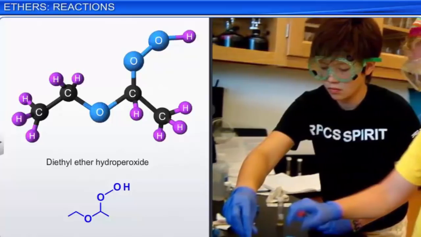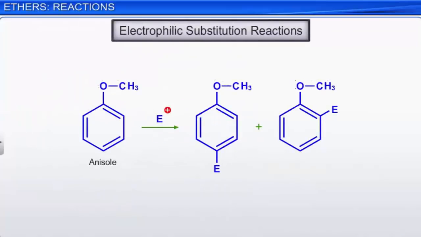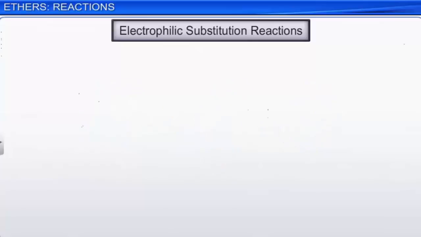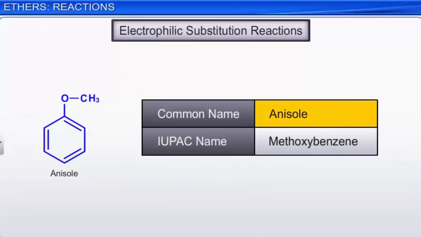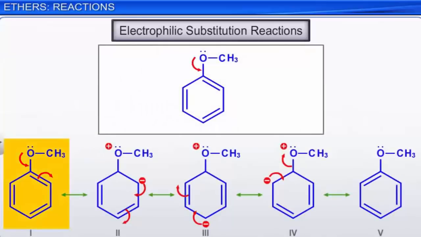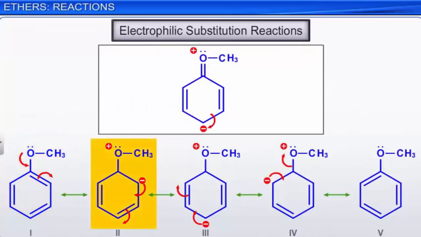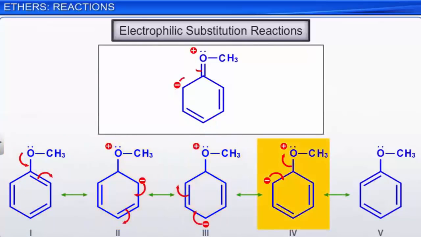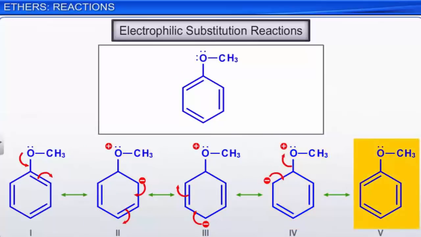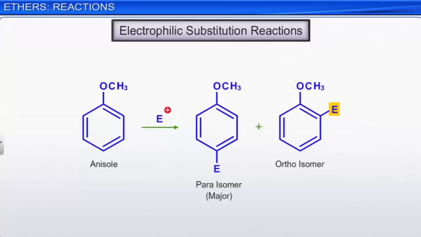Let us now look at electrophilic substitution reactions of anisole, which is an alkyl aryl ether. Anisole is the common name for methoxybenzene. The lone pair on the oxygen atom of the methoxy group activates the ring towards electrophilic substitution as shown in their resonance structures. Hence, it is ortho-para-directing. The para isomer is the major product due to steric hindrance at the ortho position.